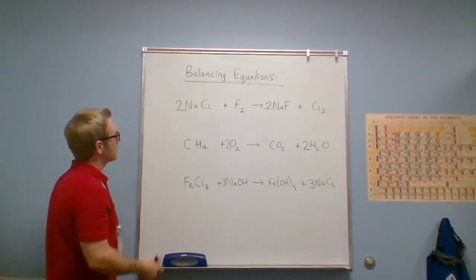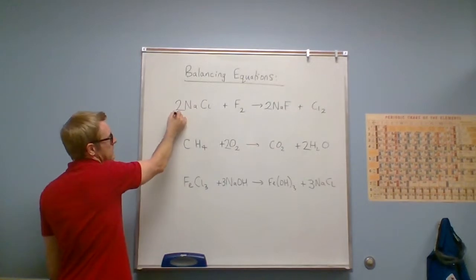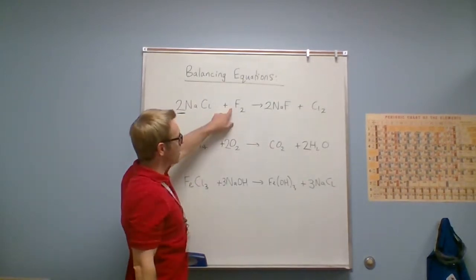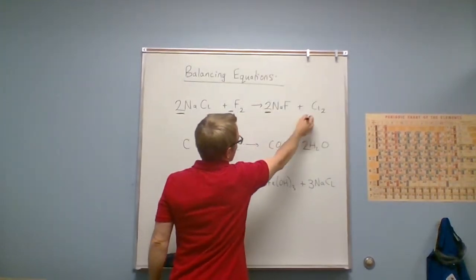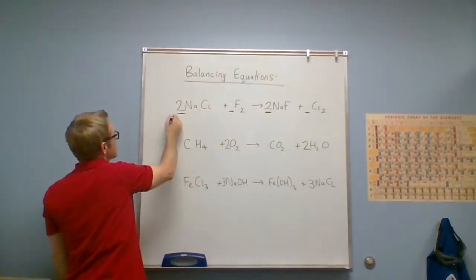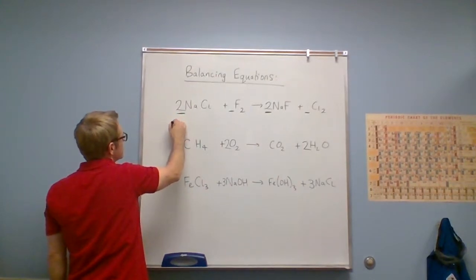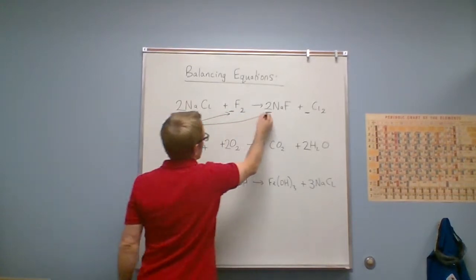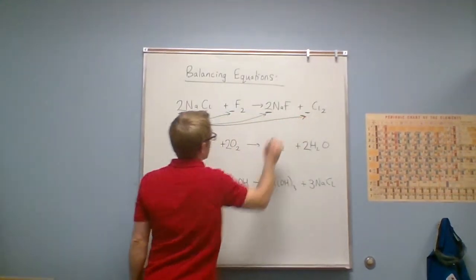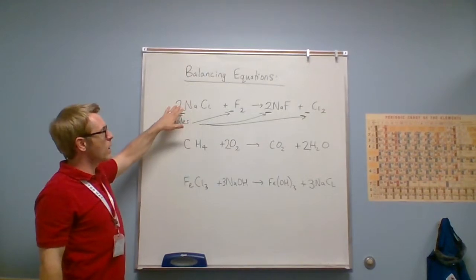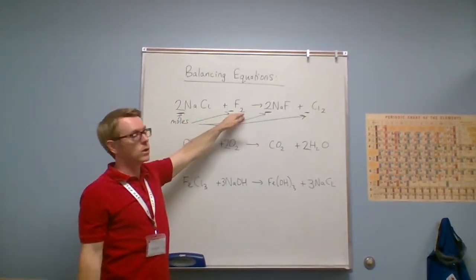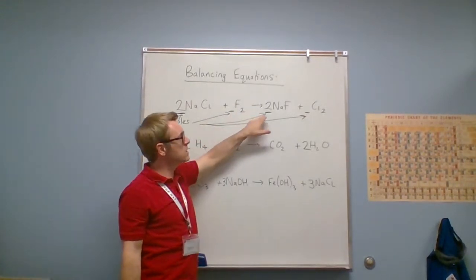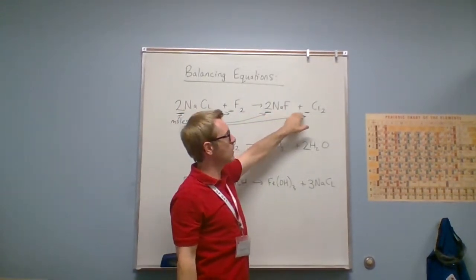What we're doing here when we balance equations, these numbers, and if you don't have a number, we assume it's 1. These numbers are moles. So we would say this chemical equation, 2 moles of sodium chloride plus 1 mole of fluorine produces 2 moles of sodium fluoride and 1 mole of chlorine.